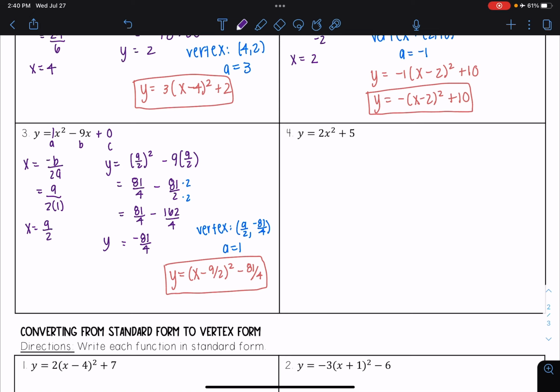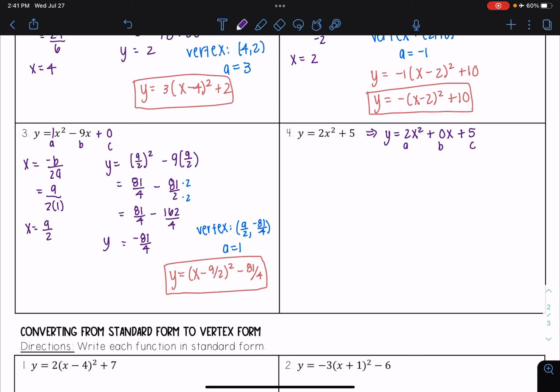Here I am again missing a term. This time I'm missing my x term. So I can go ahead and actually rewrite this to be y is equal to 2x squared plus 0x, because 0 times x is just 0, so it would go away, plus 5. But I'm going to go ahead and rewrite it so that I know what my a, b, and c are. So here my a value is still that 2. My b here is 0, and c is 5.